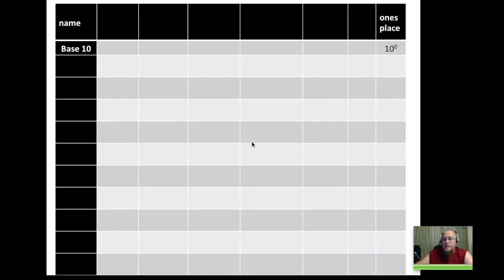Now, in our counting system, or our decimal system, it is called a base 10 system. Why is it base 10? Well, because we have 10 of these. If we had only 6 fingers on each hand, then we would be using a base 12 system.